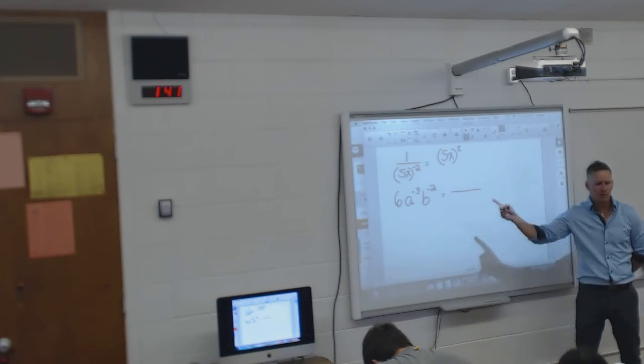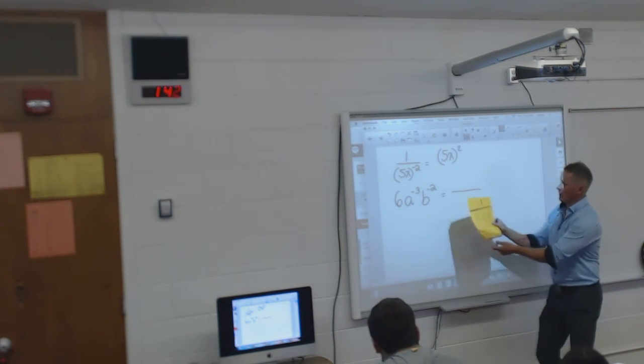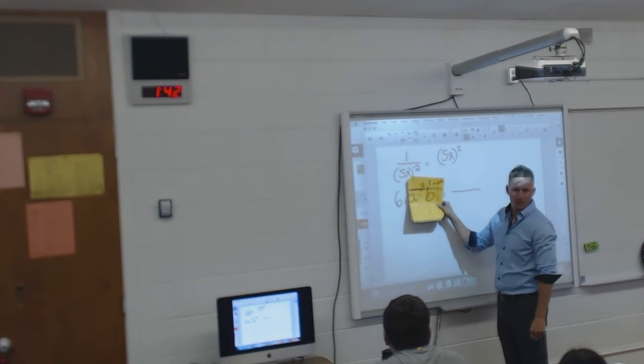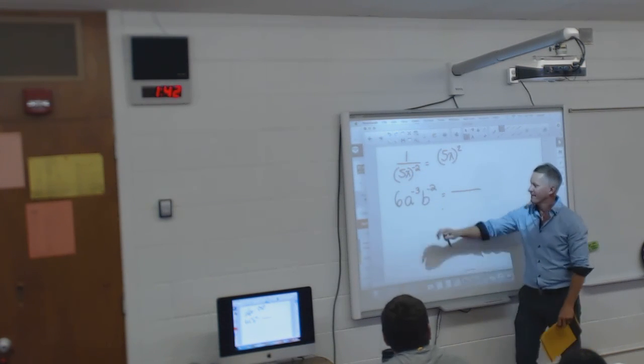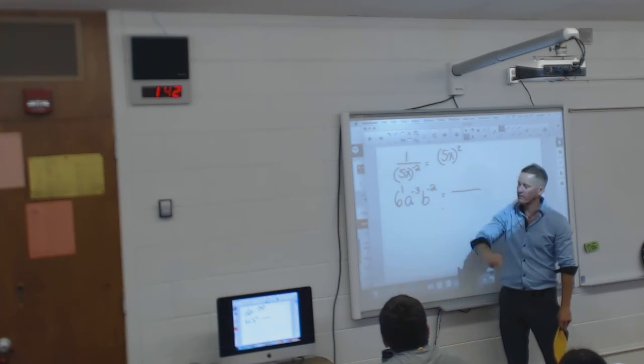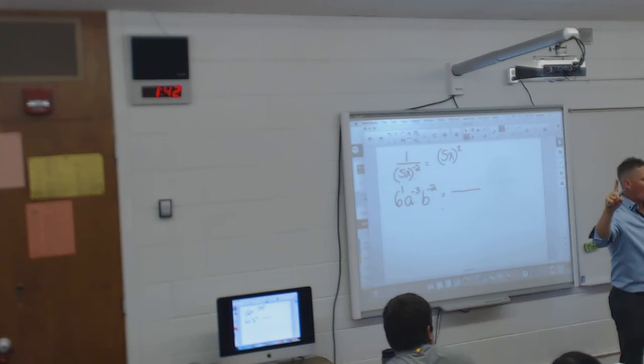Okay, Jamie, what's the exponent on 6? There is an exponent. What is it? On just the 6. Ignore this for a second. Just look at the 6. Hard to ignore, isn't it? The exponent there is a 1. I just explained this 2 minutes ago: if there's no exponent written, it is a 1.